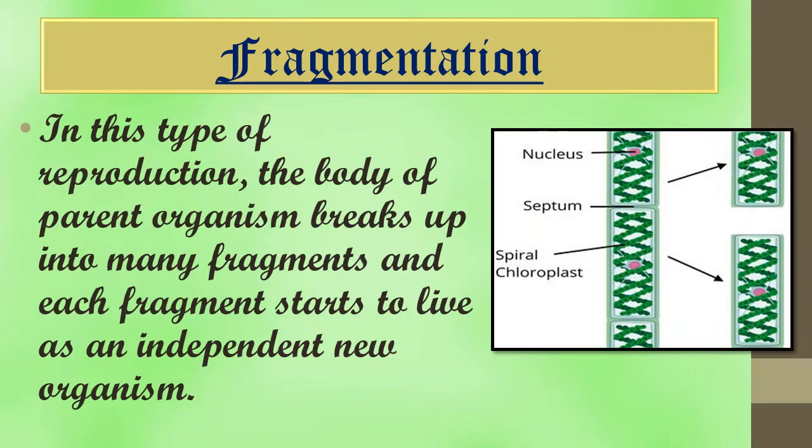Okay, so here this is a diagram, and in this type of reproduction, in fragmentation, the body of the parent organism breaks up into many fragments, and each fragment starts to live as an independent new organism. So this is about fragmentation. Here you can observe the algae. This kind of reproduction can be observed in algae like Spirogyra. You can observe the nucleus, the septum, which means a partition, and the spiral chloroplast, that green one is the spirally arranged chloroplast. So in fragmentation, the parent Spirogyra will divide its body into many fragments, and then each fragment will grow independently. Okay, so this is fragmentation.